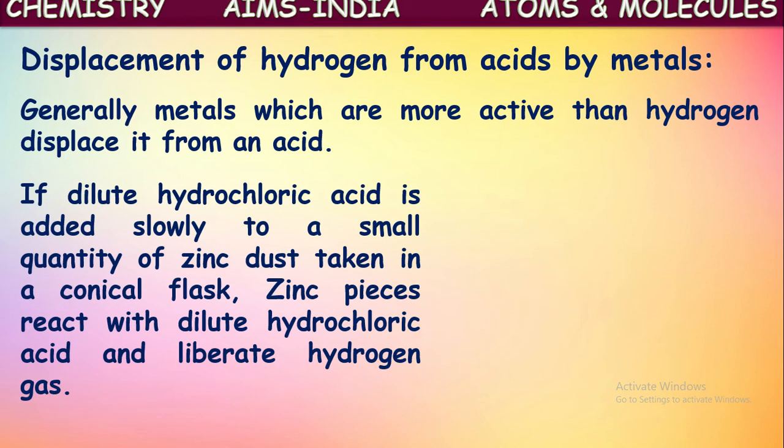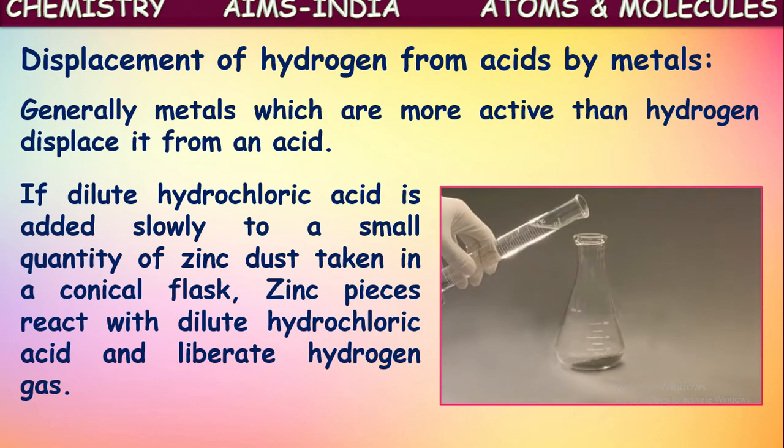Let us take an example here. If dilute hydrochloric acid is added slowly to a small quantity of zinc dust taken in a conical flask, zinc pieces react with dilute hydrochloric acid and liberate hydrogen gas. So what's happening here? Zinc is reacting with dilute hydrochloric acid. In the hydrochloric acid there is hydrogen, and zinc, being more reactive than hydrogen, reacts with the hydrochloric acid and replaces that hydrogen from the acid and forms zinc salt.